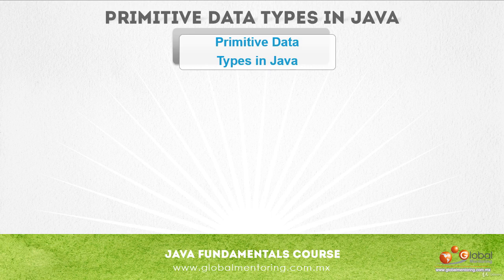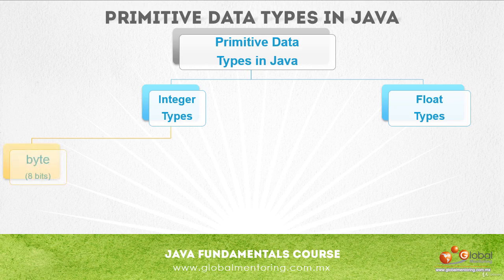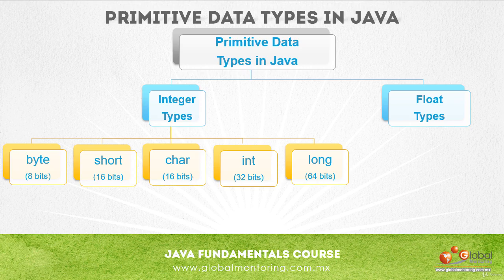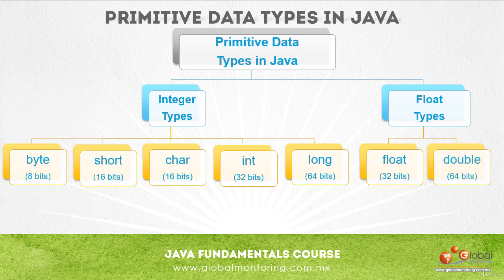We have primitive data types in Java and they are classified as integer types and float types. And we have the following integer types: byte, which has 8 bits, short, which occupies 16 bits, char, which occupies 16 bits too, int, which has 32 bits, long, which has 64 bits, and in float types we have the float type, which has 32 bits, and double, which has 64 bits.